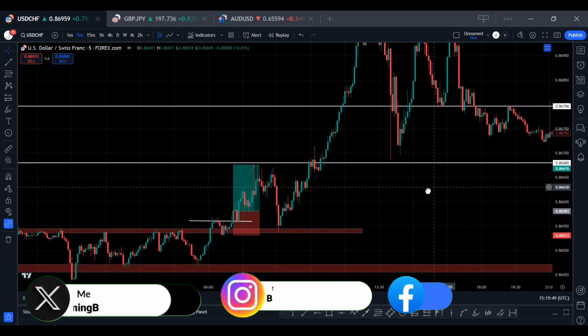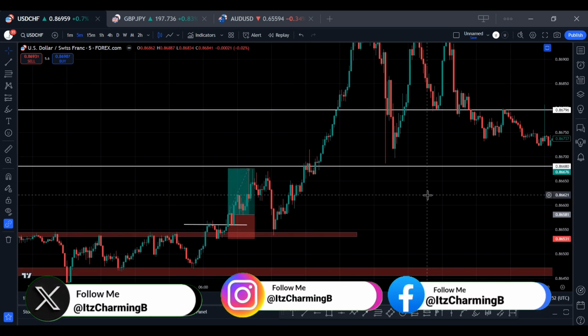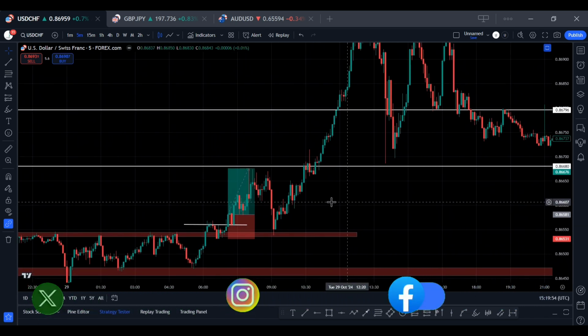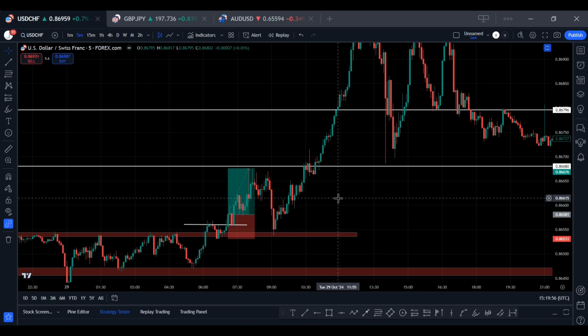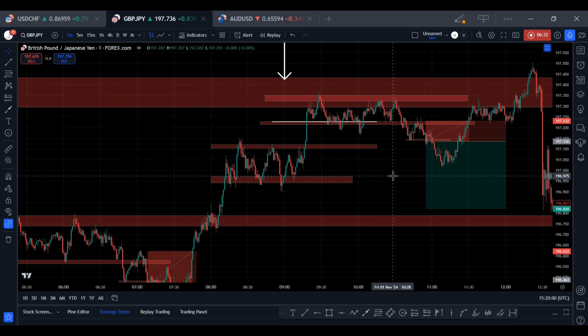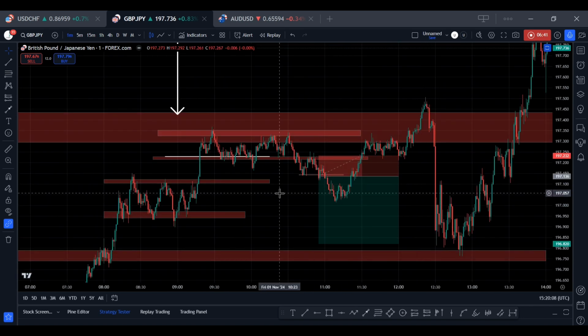And those are the 3 trades I took from Tuesday. I've already posted the Monday trade, but this was a Tuesday trade, and this GBPJPY was yesterday. It was Friday, which was yesterday. That's where I got this 2 loss.